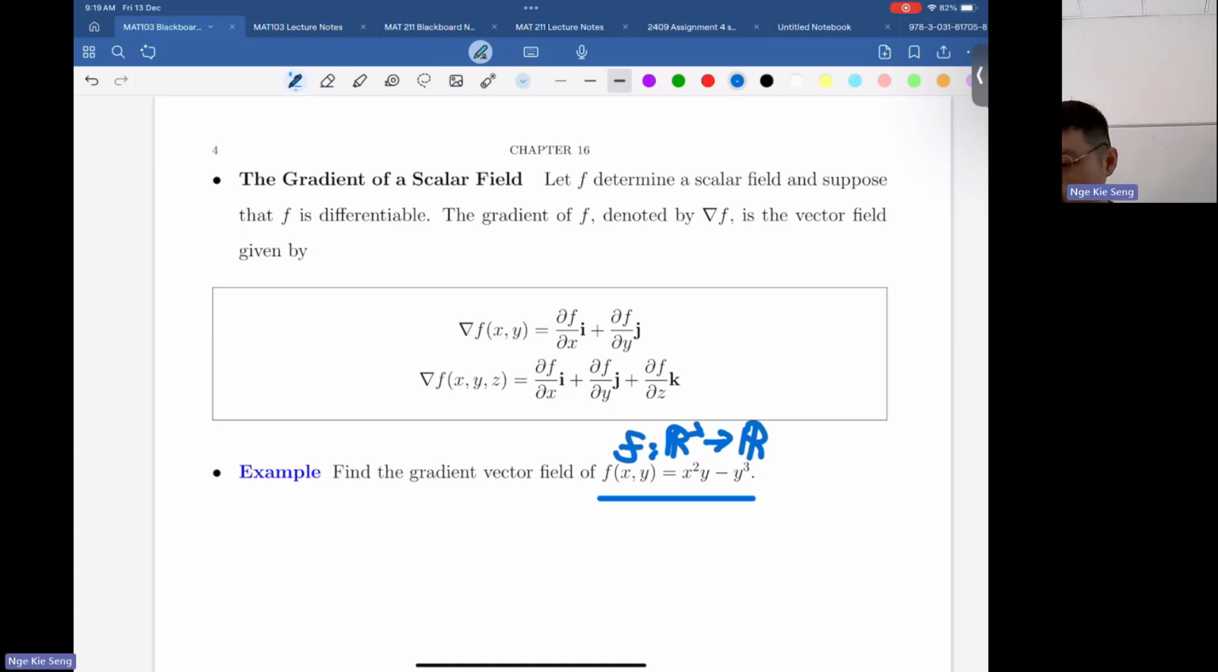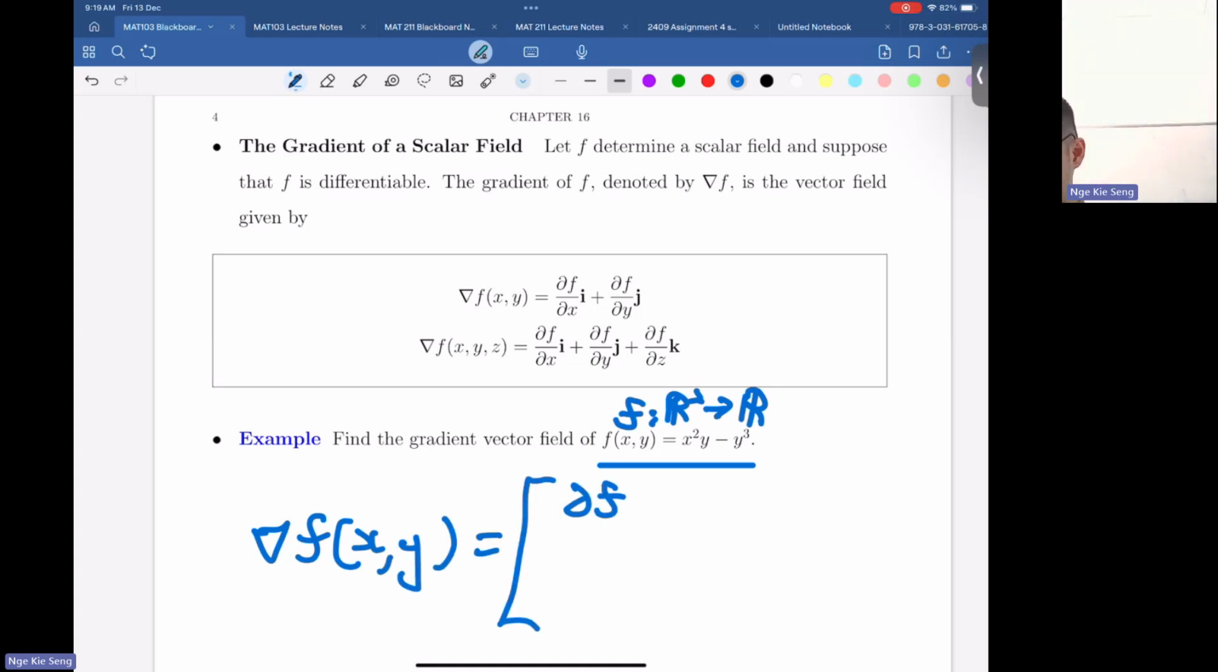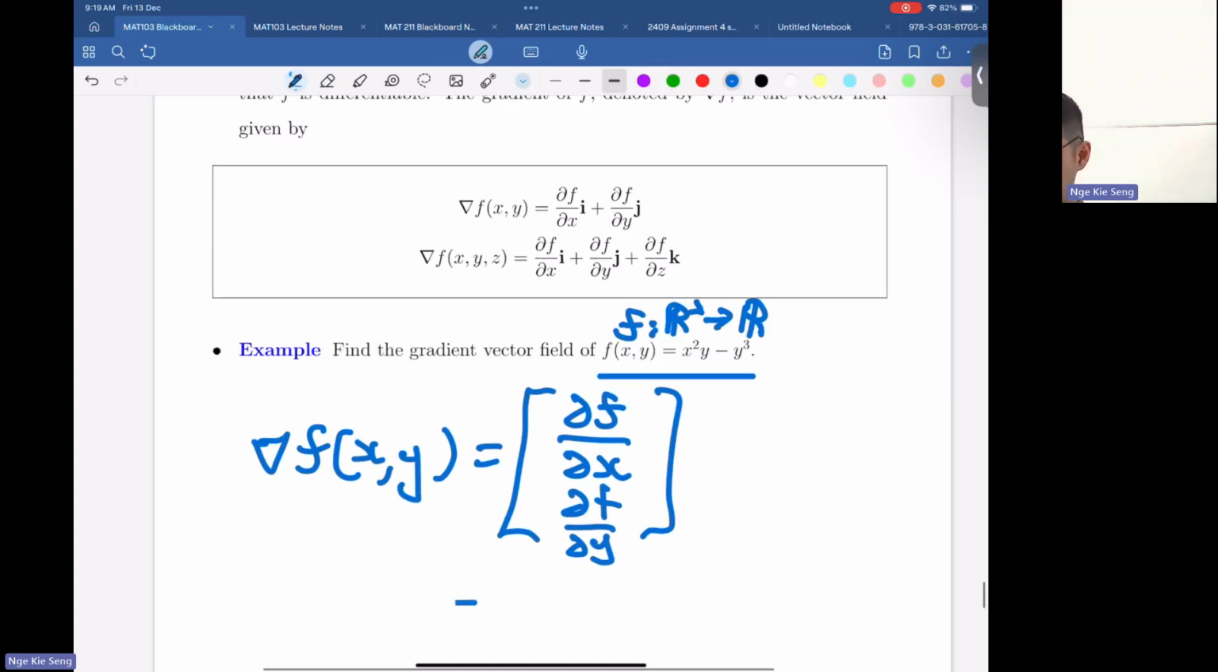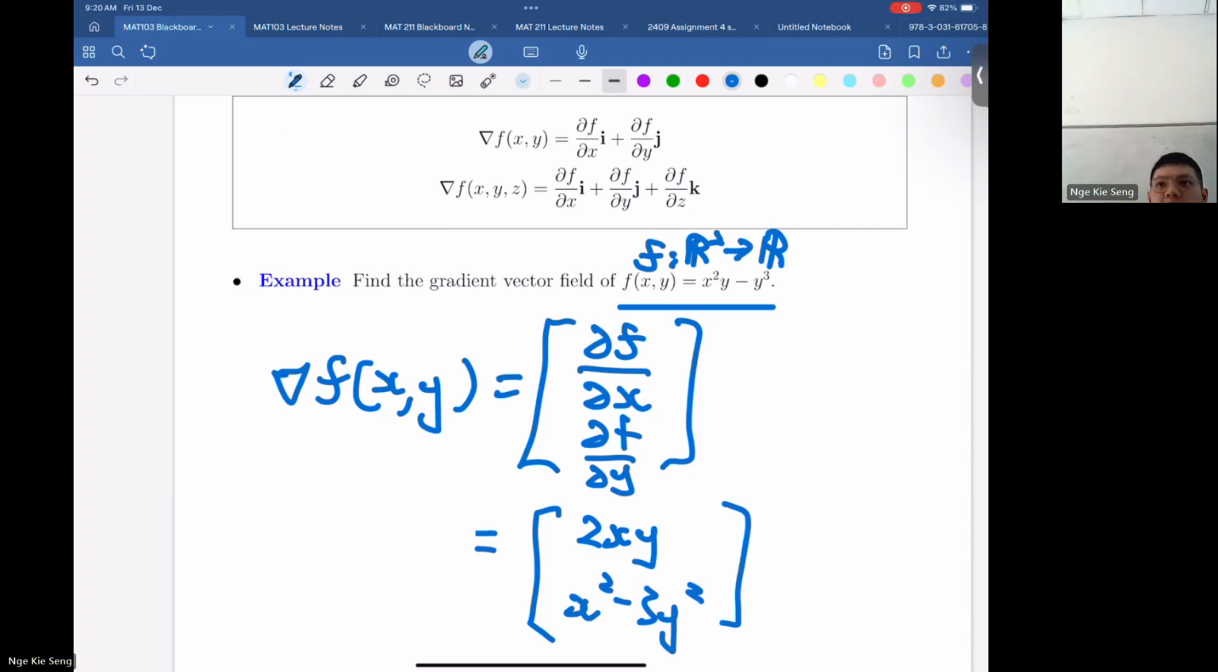To compute this gradient vector field, what do you do? This is what we did in the previous chapter. You partially differentiate f with respect to x, and then partially differentiate f with respect to y. What do you get? I think if you quickly compute it, you should see 2xy and then x squared minus 3x. Any question? We just introduced a new terminology here. We call it a gradient vector.